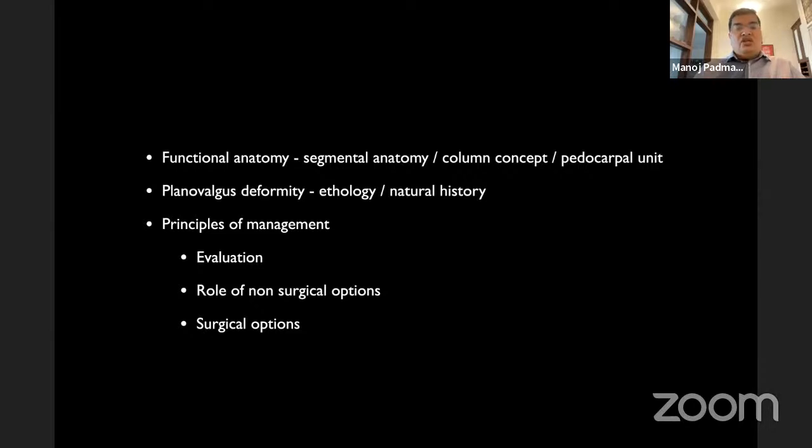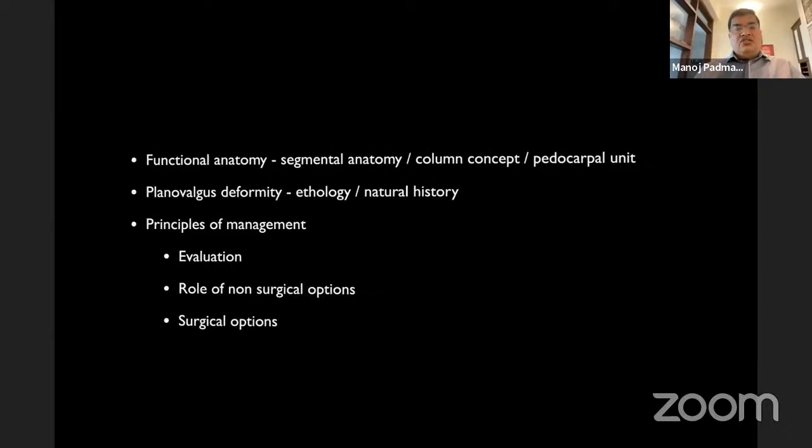What is its natural history? Why are we still unclear about how the planovalgoid foot develops and behaves? And looking at the principles of management in terms of how to evaluate them, what are the principles on the basis of which you move on to surgical intervention? What is the role of non-surgical options and the surgical options as such?